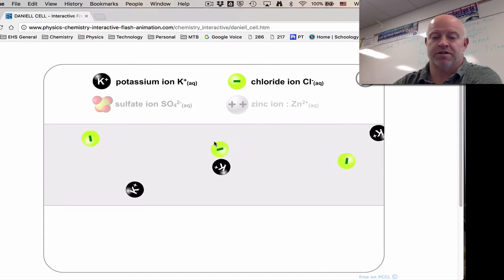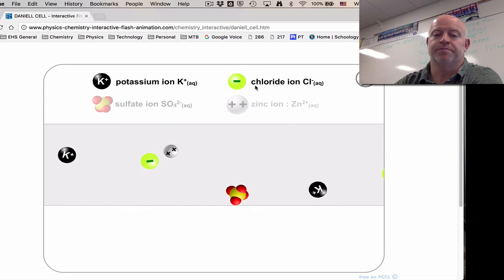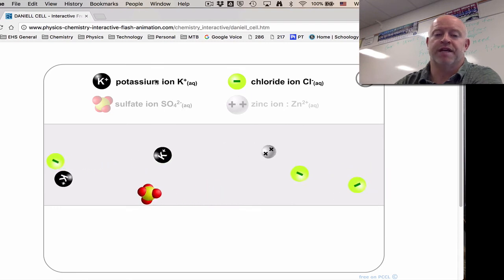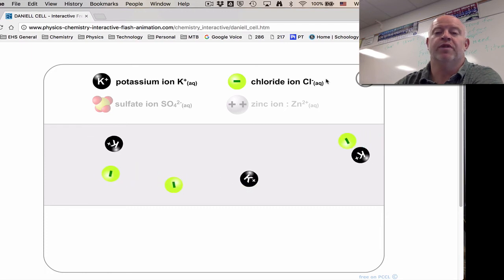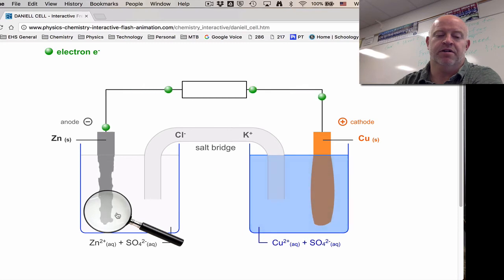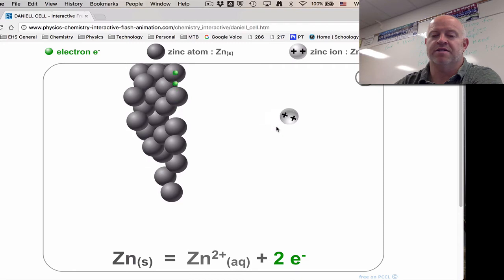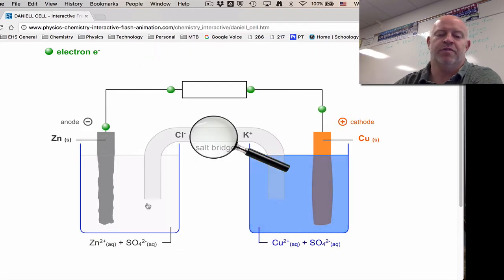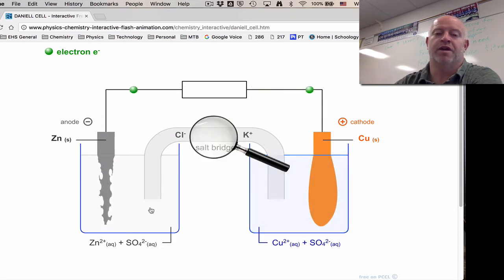It provides charge balance. Inside this particular salt bridge, we have potassium ions and chloride ions, and they're both going to be spectators in the actual chemistry. However, we need to have a balance of charge. As the zinc here breaks down, we get more and more zinc ions coming into solution, so this side would become more and more positively charged. This container would become heavily positively charged over time.